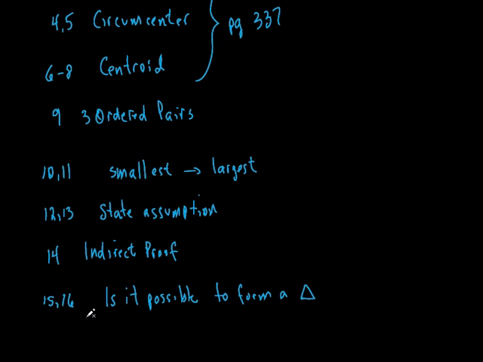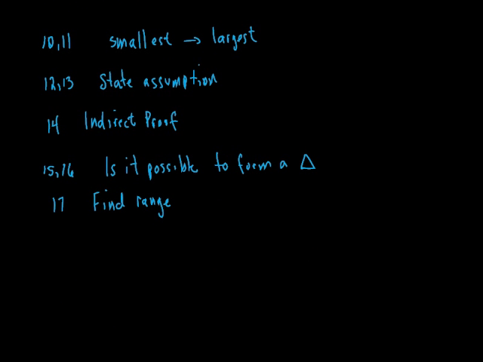All right. 17 is find the range of possible side lengths for the third side. This is where you just subtract them, you add them, you put less than, okay? That's that one, find the range. Then 18 through 20, it's the triangle inequality ones.